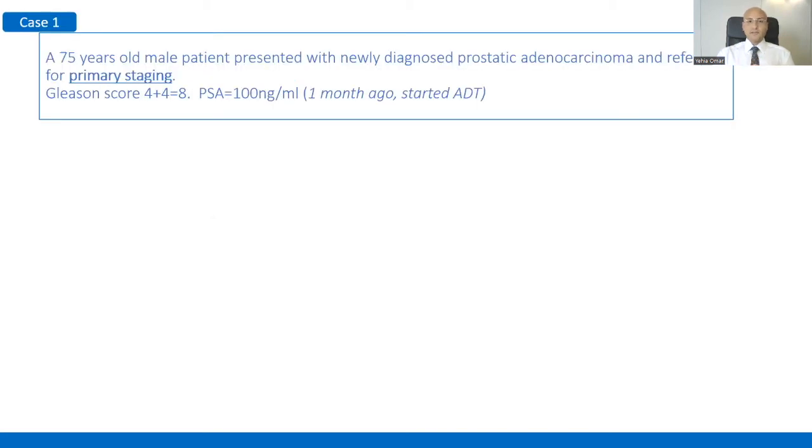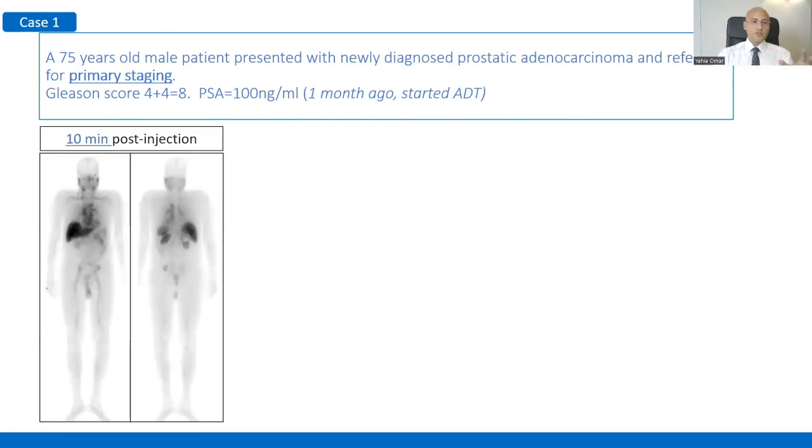So let's start with the cases. This is the first case, case number 1. That was a 75 year old male patient presented with newly diagnosed prostate cancer and referred for primary staging. The Gleason score was 4+4 and the PSA was almost 100. So at the beginning, we wanted to image the patient at different time points to see where is the optimum time. So this is the initial imaging.